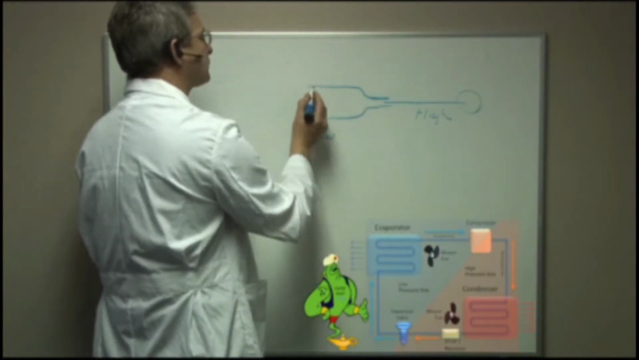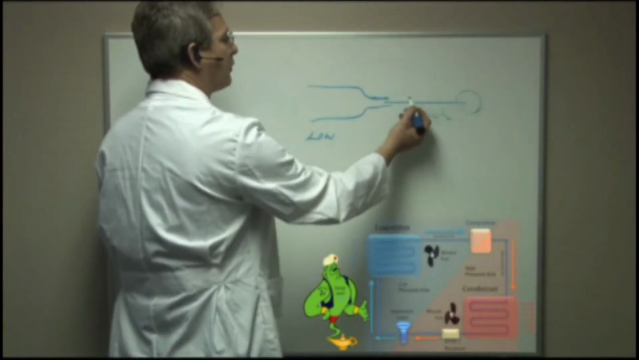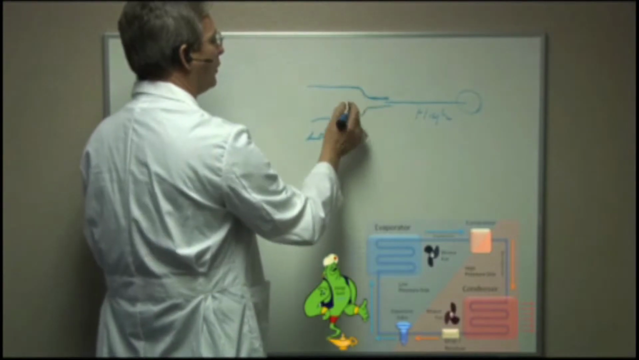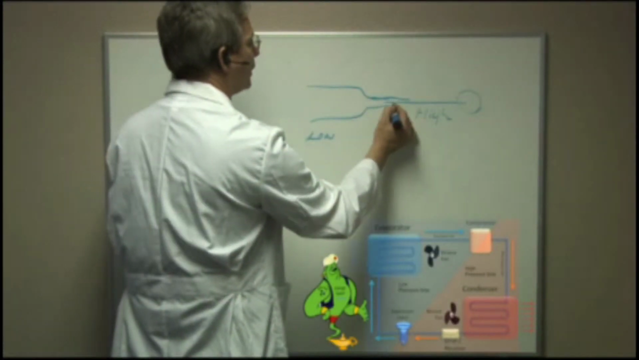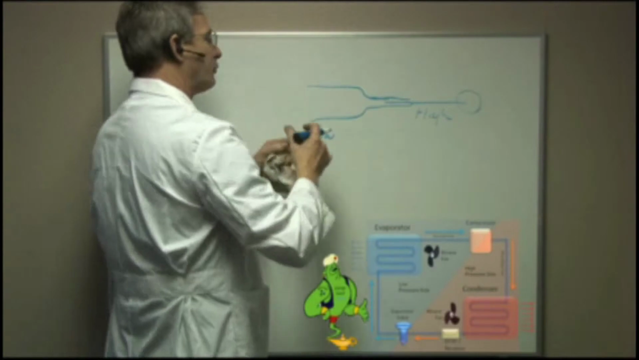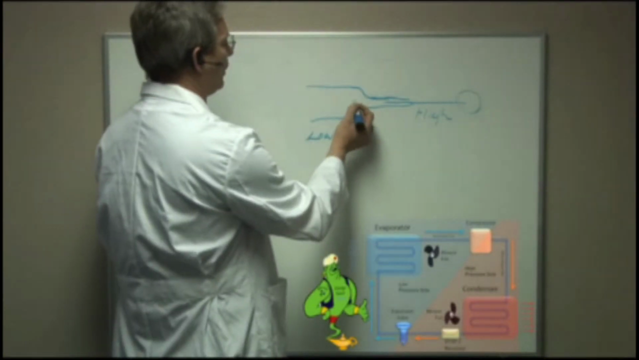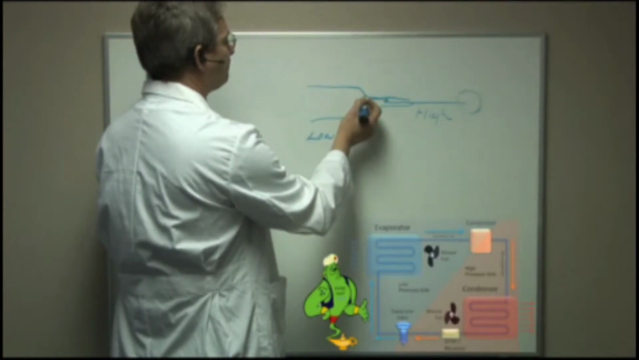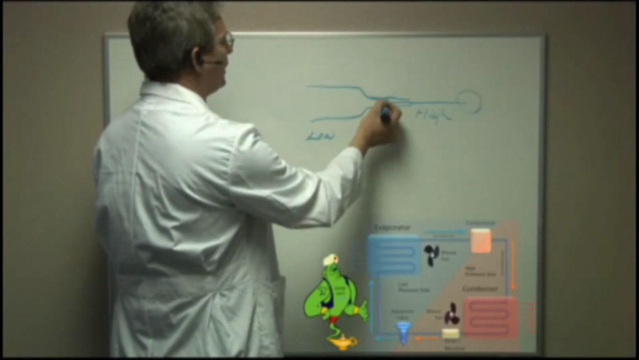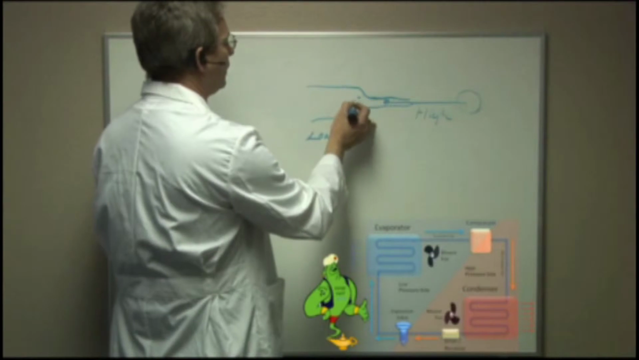What happens here? The superheated compressed gas comes to here, and as it hits this larger area, from this very small area to a large area, it expands. When it expands, it changes phase. When it changes phase, it allows it to come from a superheated gas to a liquid in here.